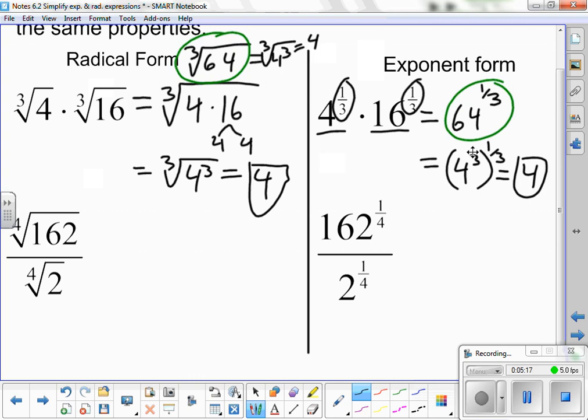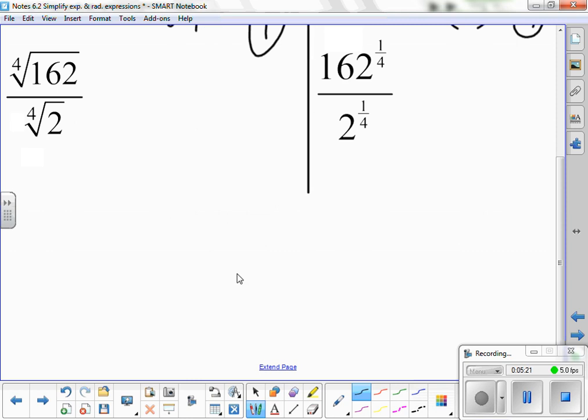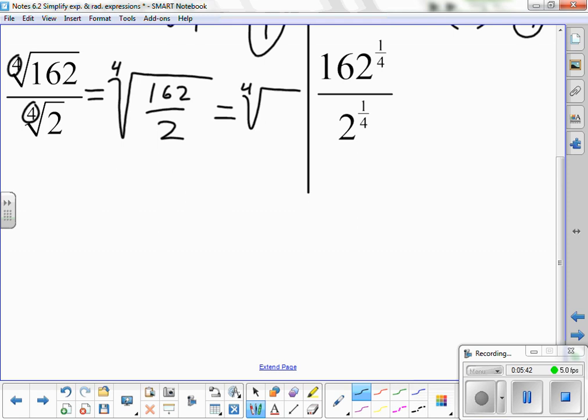All right. Now this other piece down here, I showed this in class. I did it kind of a longer way. Sorry. There's an actual better way to do this. Connecting this to what we said before, when you have the same roots, you can put it under one big root. So this is fourth root of 162 over 2. And now I can just divide this. So it's going to be fourth root of 81.